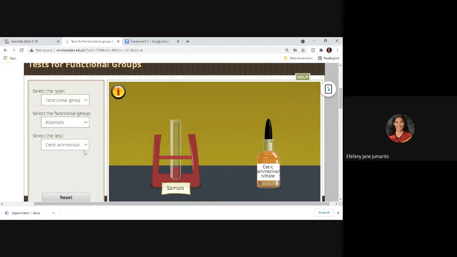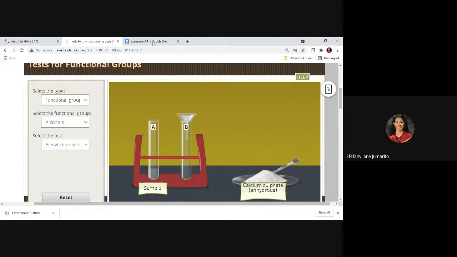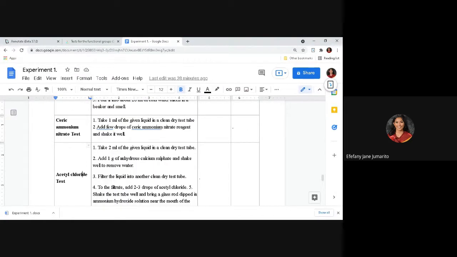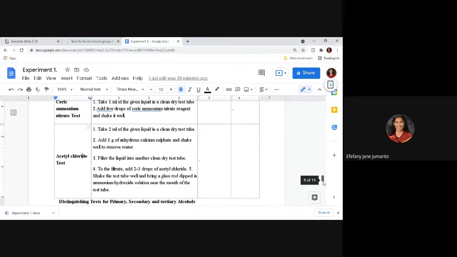Now let's go to our acetyl chloride test. For our acetyl chloride test, we have this one. Please read procedure 1, 2, 3. Take 2 ml of the given liquid in a clean dry test tube. 2. Add 1 gram of anhydrous calcium sulfate and shake well to remove water. 3. Filter the liquid into another clean dry test tube.